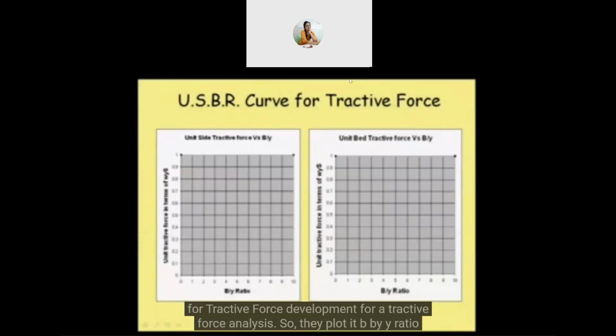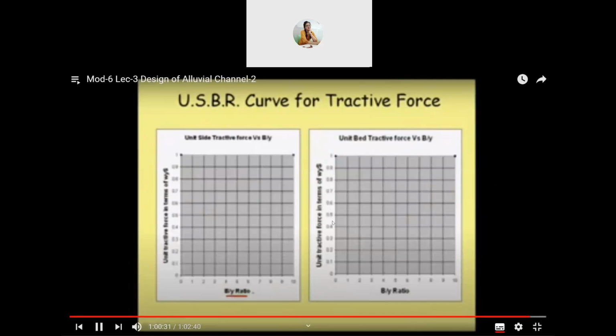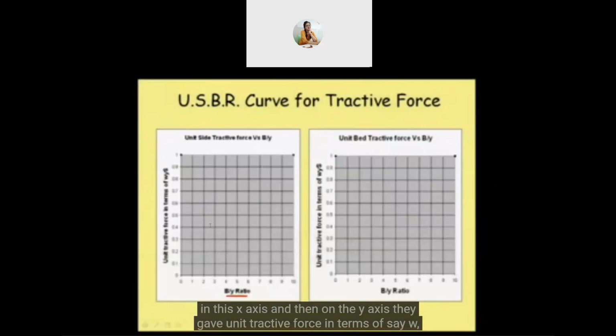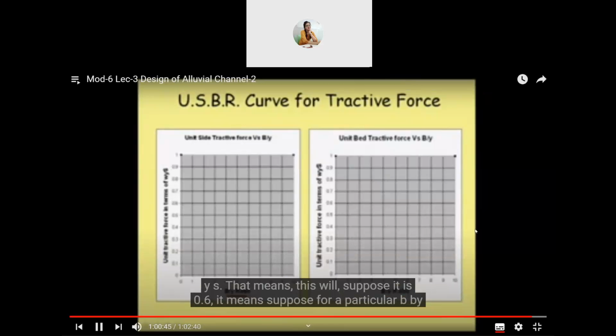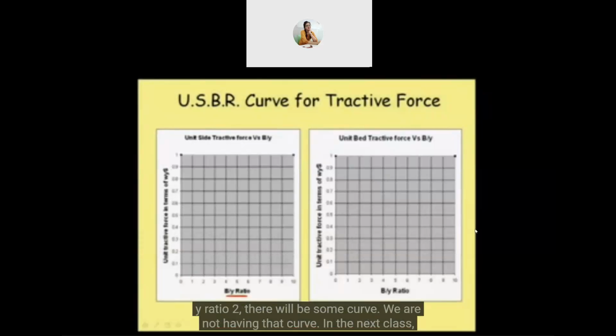So they plotted B by Y ratio on the x-axis, and on the y-axis they gave unit tractive force in terms of WYS. That means if this value is, suppose, 0.6, for a particular B by Y ratio of 2 there will be some curve. We are not having that curve here. In the next class, we will be drawing those curves, how these curves come, and how they help us get the value of side tractive force. If for a B by Y ratio of 2 we get a point here, then this indicates that the shear stress at the side will be 0.6 WYS.